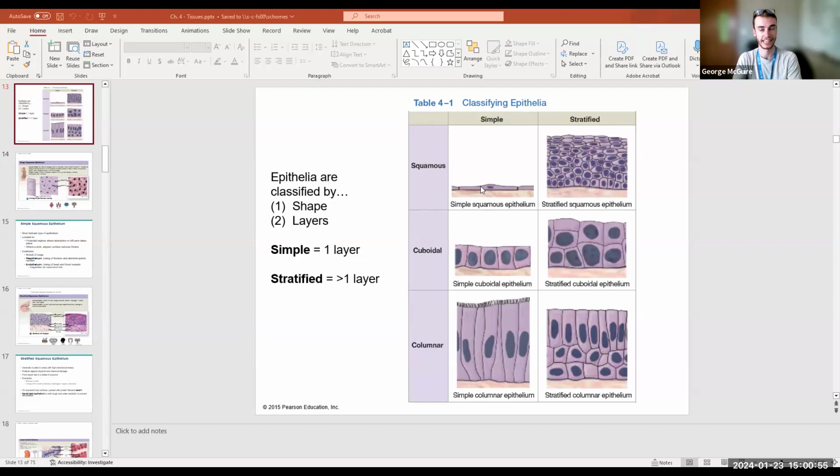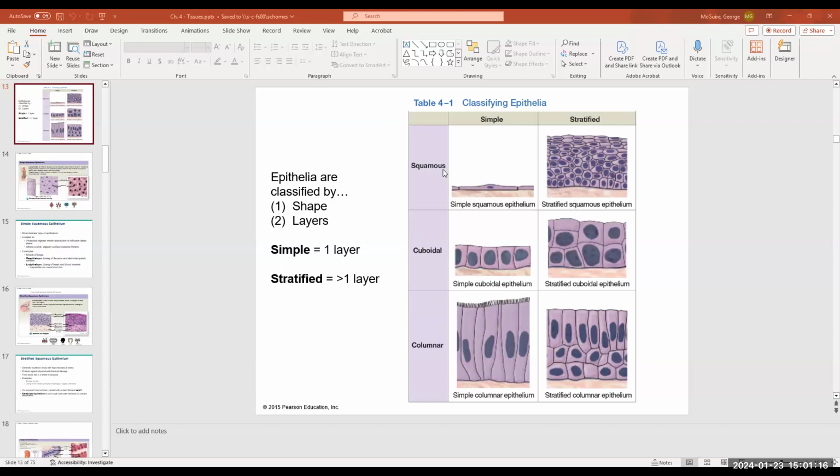Squamous refers to scale-like or squished. So the squamous epithelium will look really, really flat. Cuboidal is typically almost a full cube in shape, and then columnar are those much longer columns. Yeah. And then the second part of the name. Go ahead. Photos are helpful for sure.